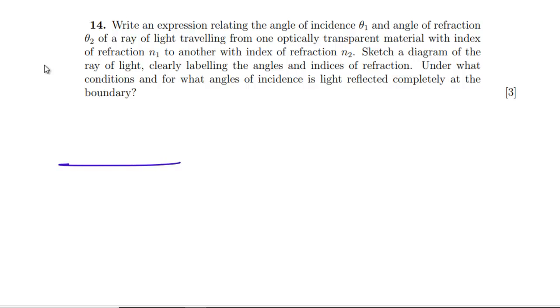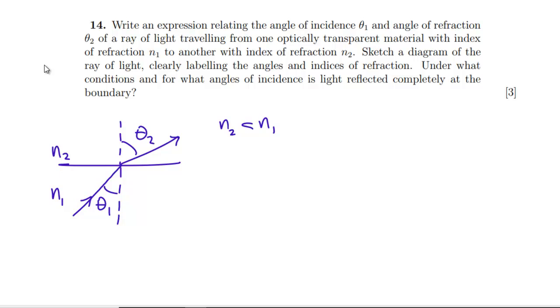Right, okay, so we've got this set up here. So let's make that n2, let's make that n1. Let's come up here. Let's move away from the normal. So that would be saying that n2 is less than n1 because we moved away from the normal. That would be our θ2.